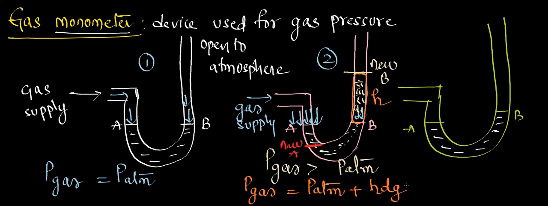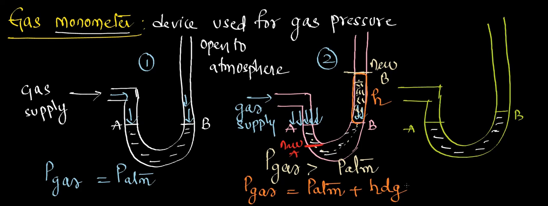We just take the height of the liquid, the density of the liquid, and gravity. This is the formula for pressure due to liquids, right? HdG: depth into density into gravity. Getting my point, Gautam? Yes, ma'am. Pressure of the gas is more this time. How much more? The extra HdG part. It is more than atmospheric pressure. How much more? Pressure equal to HdG.